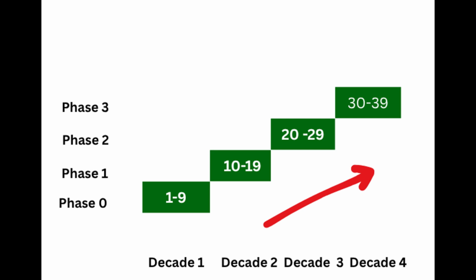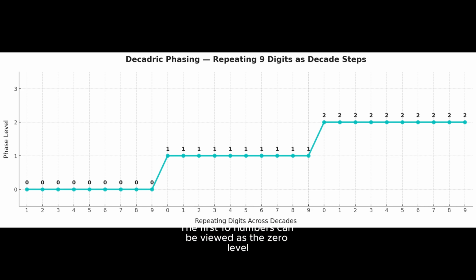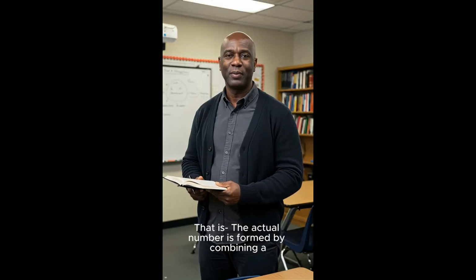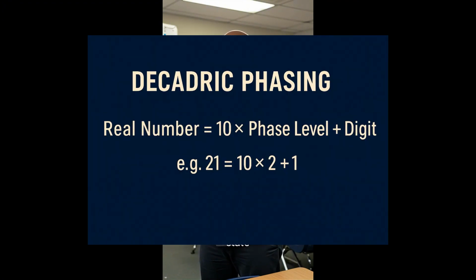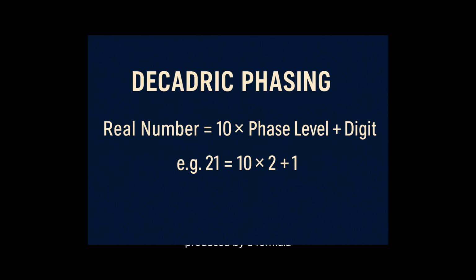When I plot phases 1, 2, 3, 4 on the y-axis against a cyclical number 0 to 9, the first 10 numbers can be viewed as the 0 level, the next ones 1, and so on. The stepped graph could represent a visual of the phases. When you combine the step number and the number on the x-axis, you get the actual number. That is, the actual number is formed by combining a phase level and a digit state, or energy. Alternatively, this can be produced by a formula.